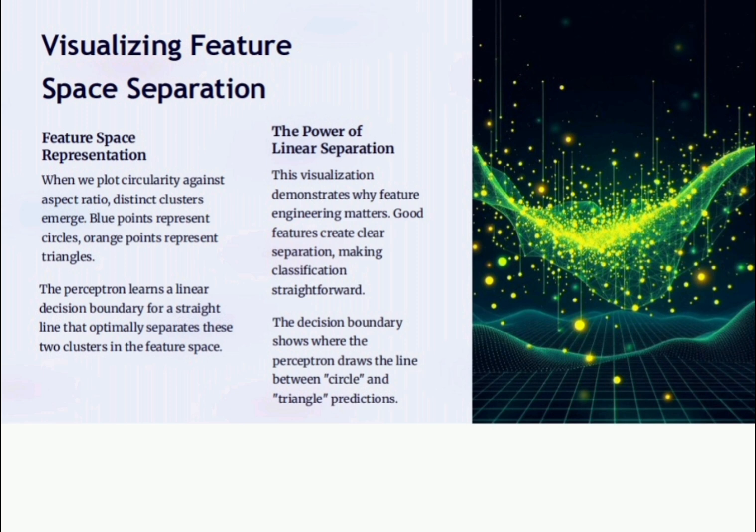When we plot the extracted features, such as circularity versus aspect ratio, something beautiful happens. Two distinct clusters appear, one cluster for circles and another for triangles. The perceptron's job is to find the perfect straight line that divides these clusters.